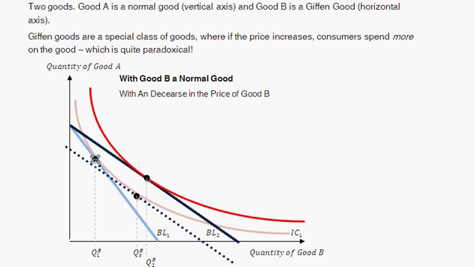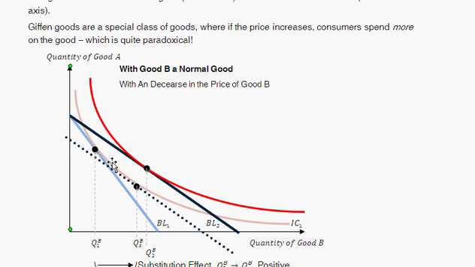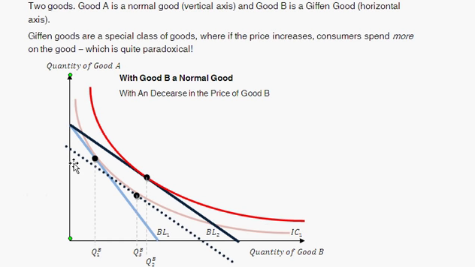It had some quantity of good A at about this point right here. So we had some consumption of good A around this quantity, and we started off with this quantity of consumption of good B right here. And then we show a decrease in the price of good B. That's really easy to show. All we have to do is push out the budget line to this point here.